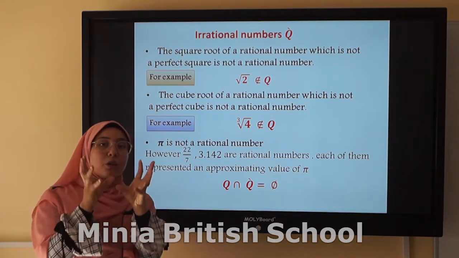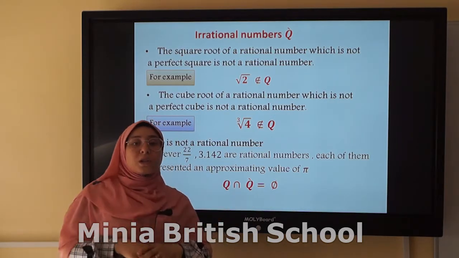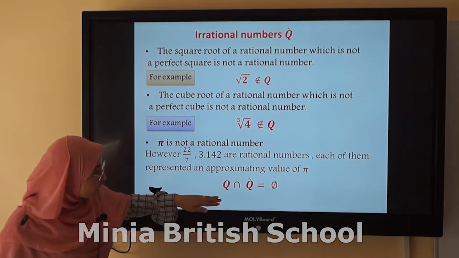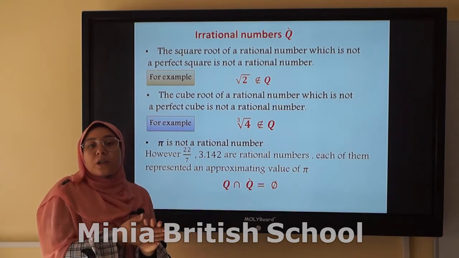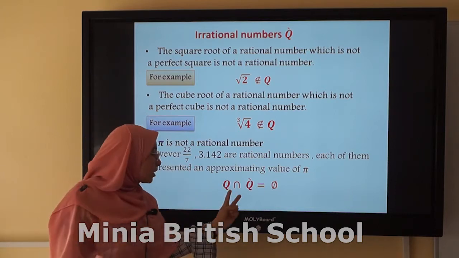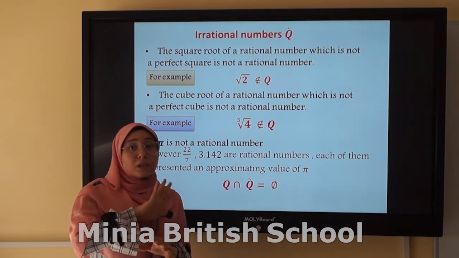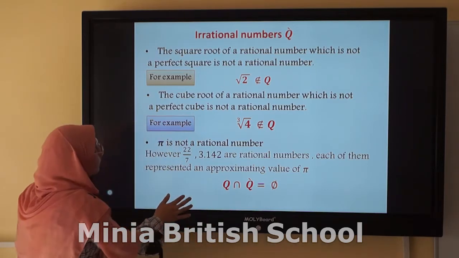From the previous, we know something. Q intersect Q dash equals the empty set. Rational numbers intersect with irrational numbers equals the empty set, because there are no common elements between the two sets.